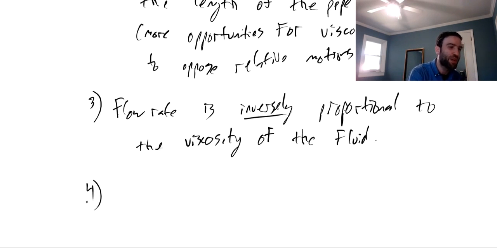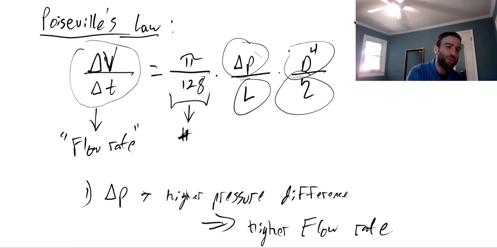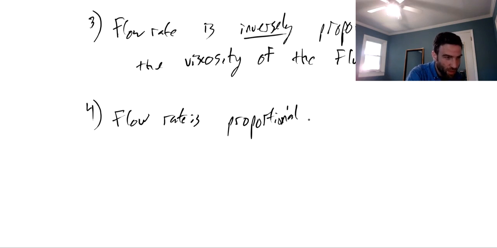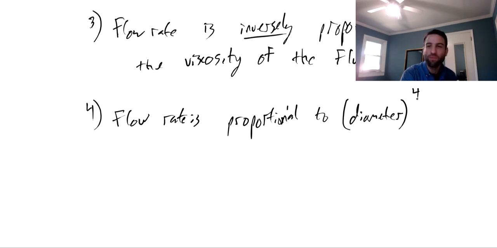The last piece of this equation is this fourth power of the diameter. Flow rate is proportional to diameter to the power of 4. And intuitively, I think it makes sense that, if you have the same pressure difference, the same viscosity, the same length of pipe, then the bigger you make the cross section of the pipe, the more flow you get. I think that makes sense. The fact that this is 4 powers of diameter, that might surprise you. So where is that coming from, right?